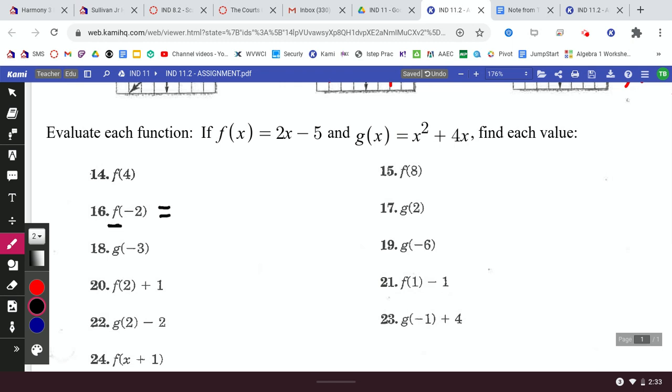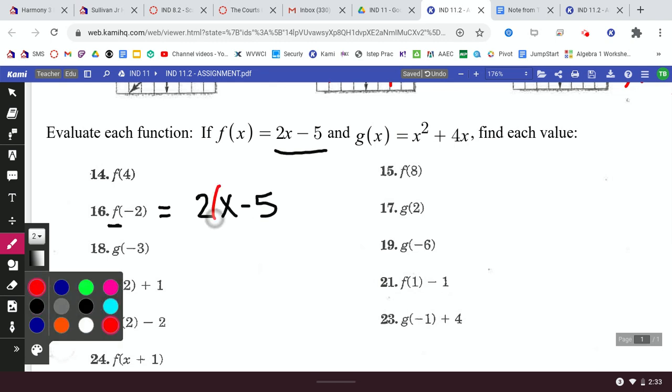Number 16, f of negative 2. Again, right? The f tells me I'm going to use 2x minus 5 because that's the f function. So I'm going to write 2x minus 5 again. Now I'm going to look at my input or my ingredients, and they are negative 2. So 2 times negative 2 minus 5. I just plug in negative 2 into my function.